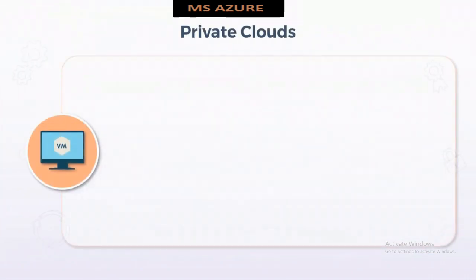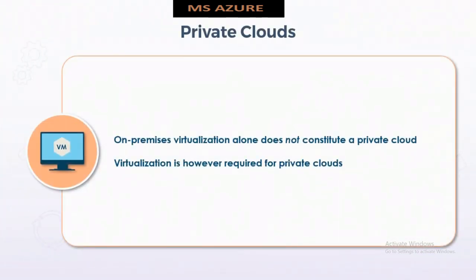So private clouds then do use virtualization. You need to have virtualization to have any type of cloud. But the fact that you're using virtualization on premises, that by itself does not mean that we have a private cloud. If you've got VMware ESXi hosts running virtual machine guests, that's not a private cloud. But if you couple that with the other cloud computing characteristics that we've just gone over, then you would have a private cloud environment. So virtualization is required.